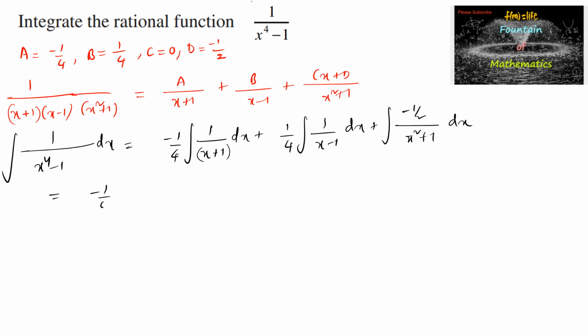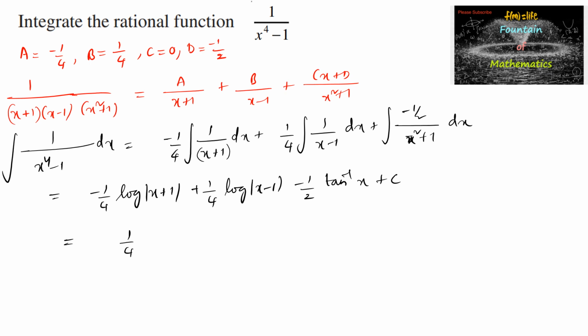So we can write minus 1 by 4 log mod of x plus 1 and plus 1 by 4 log mod of x minus 1, and again minus 1 by 2 integration of 1 upon x square plus 1 is tan inverse of x plus c. So this can also be written 1 upon 4 log a minus log b is log a by b. So we can write log of x minus 1 upon x plus 1 minus 1 by 2 times tan inverse of x plus c is the answer.